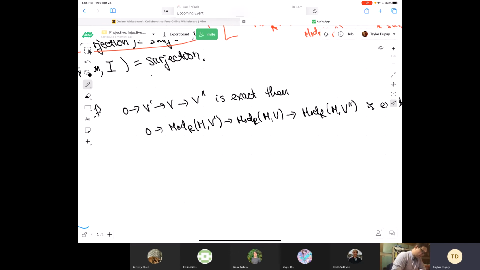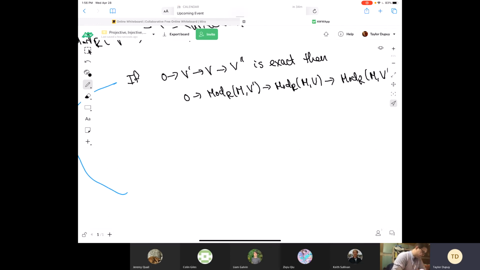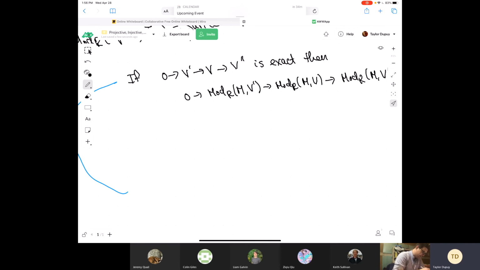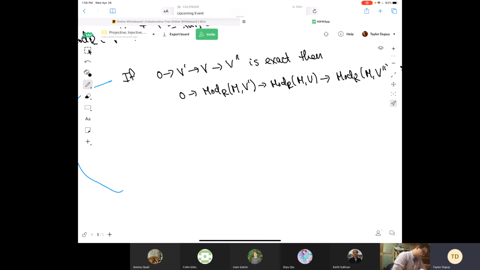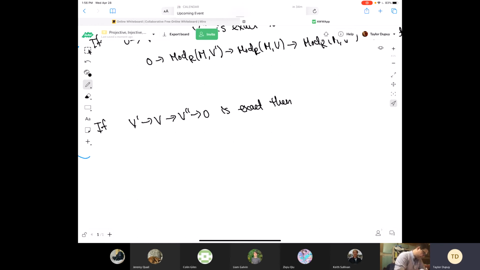Okay, so we get most of the sequence, but we don't get that this last part is a surjection. So we get these maps, but we don't get this last 0 at the end. And the other one says that if, so let's see, surjections go to injections. So if v prime to v prime prime to 0 is exact, then we have something like this.